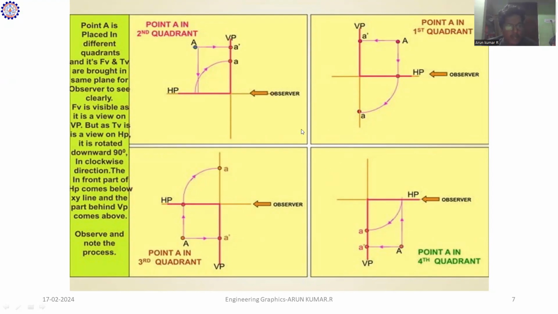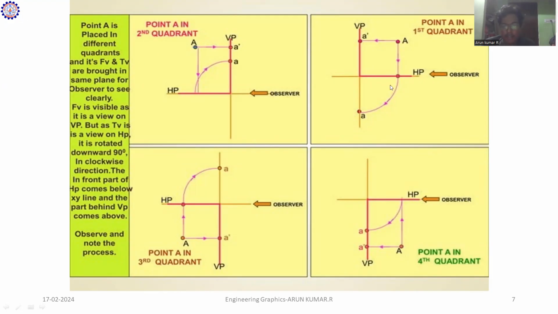Whenever you are placing a point in a quadrant, the front view and top view are brought into the same plane so the observer can see clearly. The front view is a view on the vertical plane, but the top view is a view on the HP plane, which is rotated downward 90 degrees in a clockwise direction. The part in front of the VP comes below the XY line, and the part behind the VP becomes above, and the observer notes the projections in the respective quadrants.